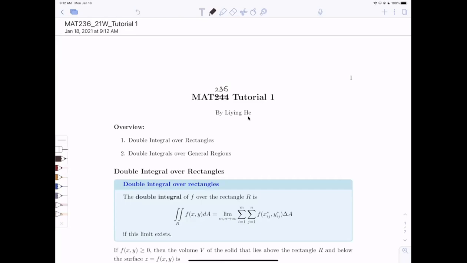I'm also TAing the other course, which is MAT236, Classic Geometry. If you're interested, you can think about taking that course as well. Anyway, that's about me.